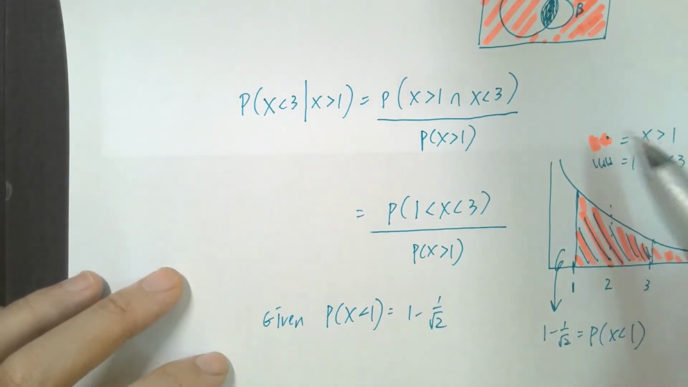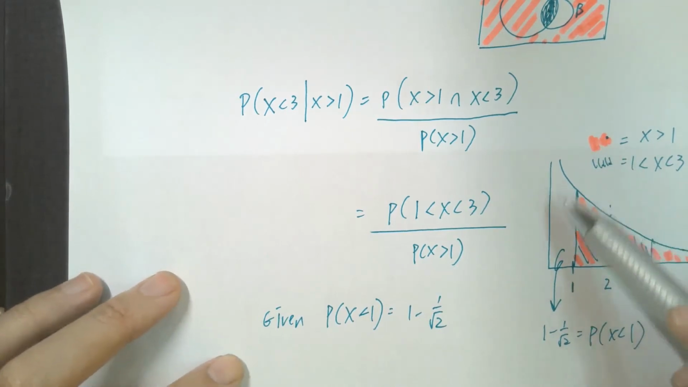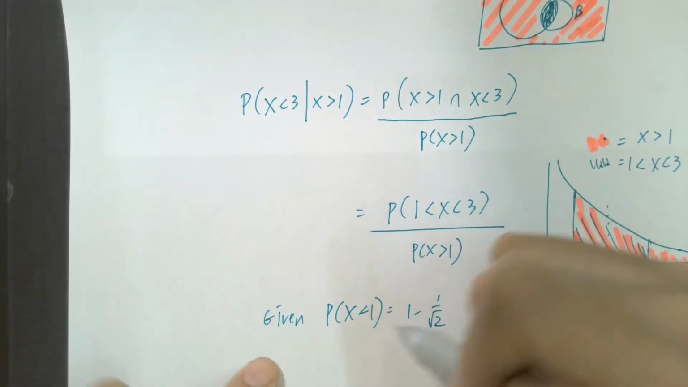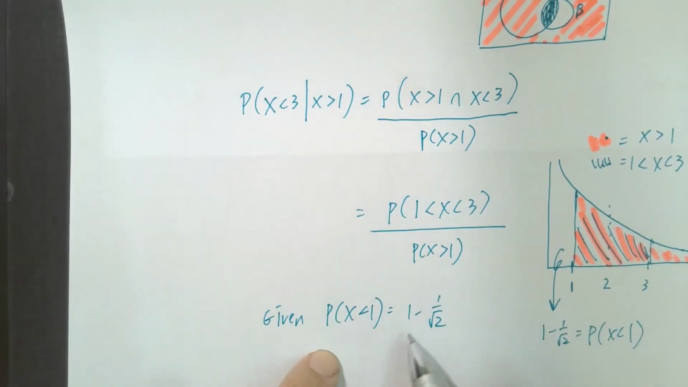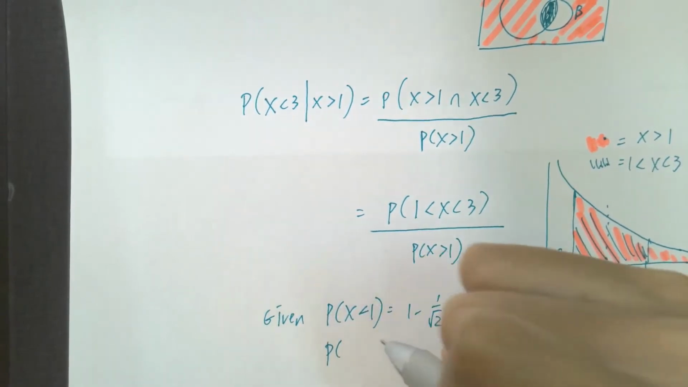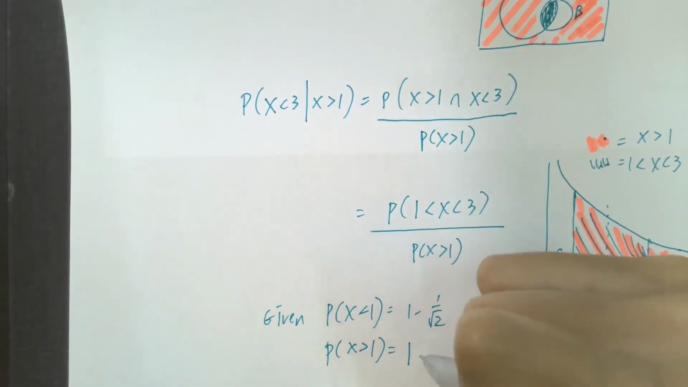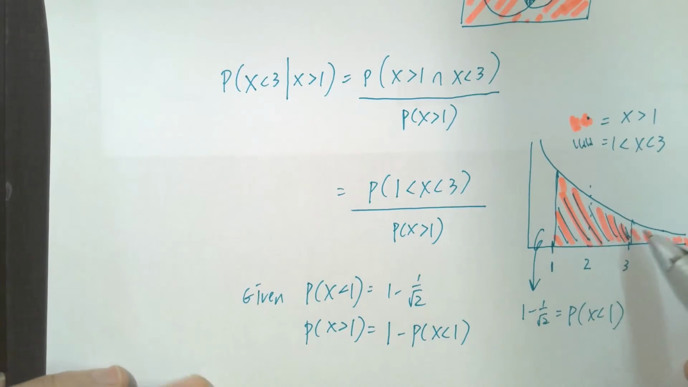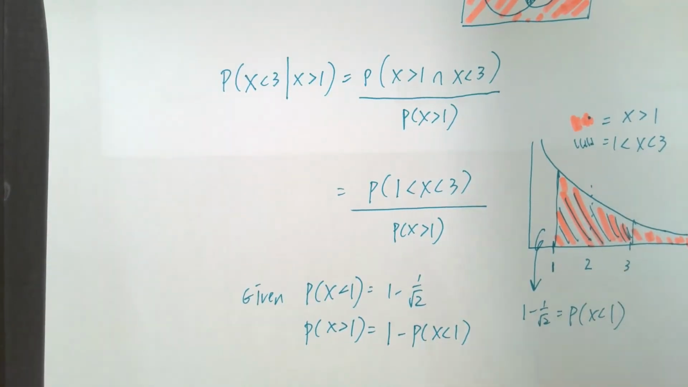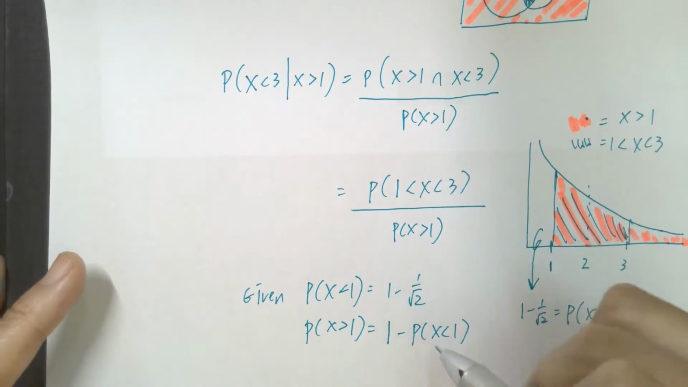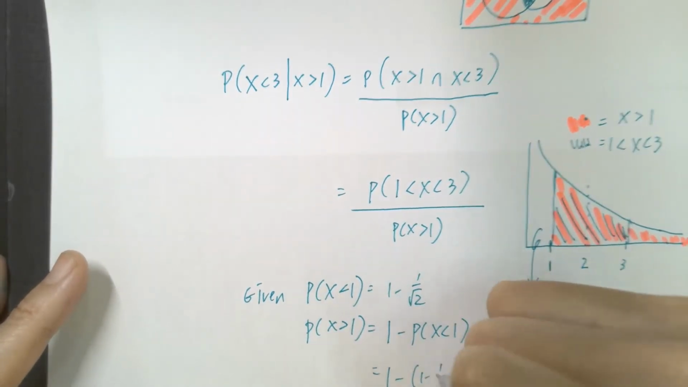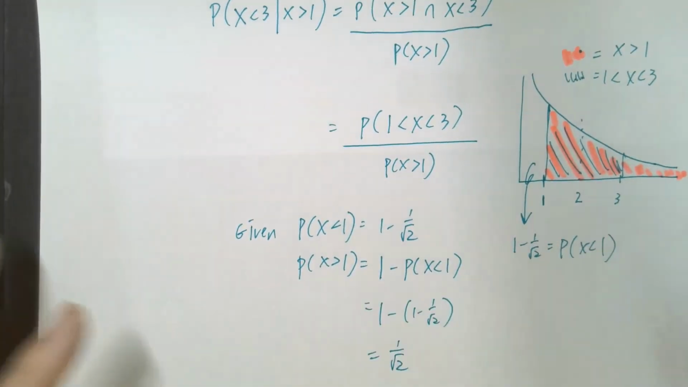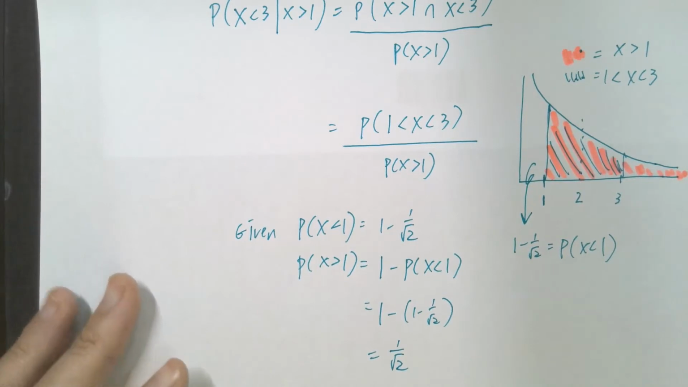And so to find the red area, we have to use the knowledge that the whole area adds up to 1, right? So given that the probability of x less than 1 is this, the probability of x bigger than 1 would be 1 minus the probability of x smaller than 1, right? Because the white area and the red area should add up to 1. So 1 minus this, which is 1 minus square root of 2. And this is just 1 over square root of 2. Okay, so this is one thing we know.